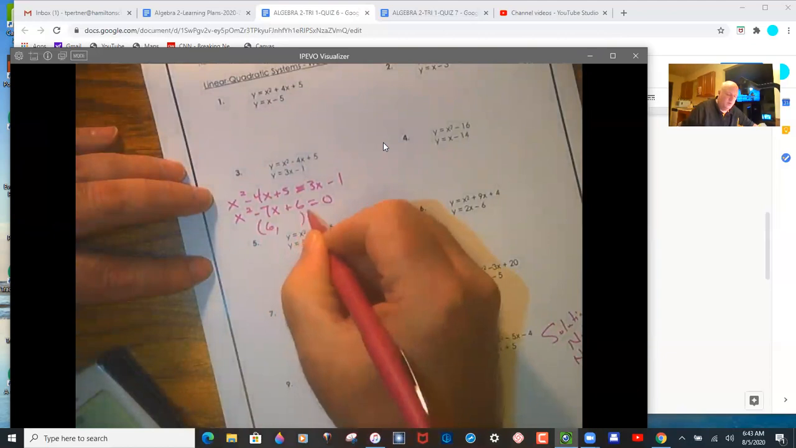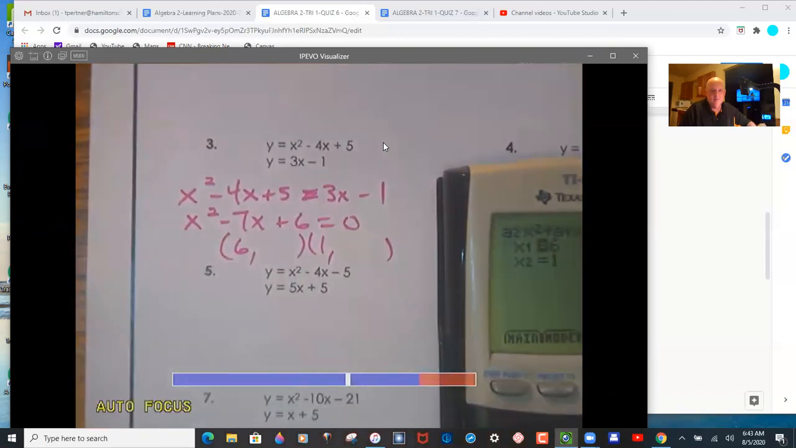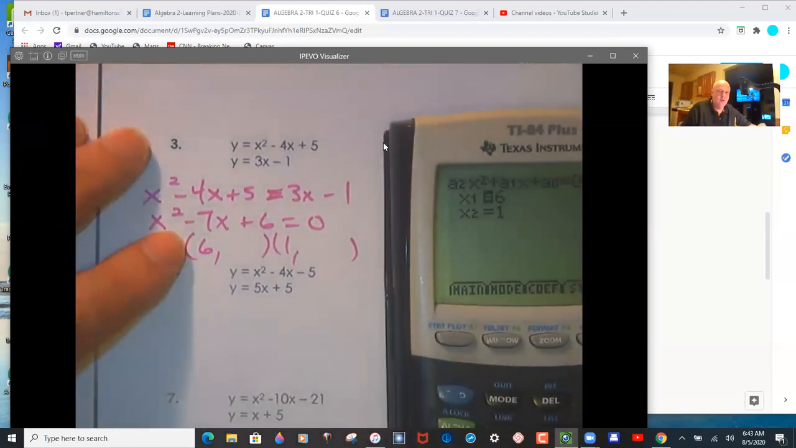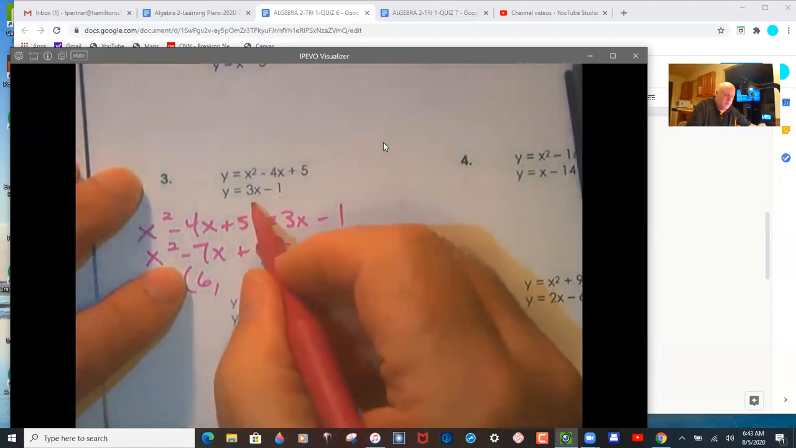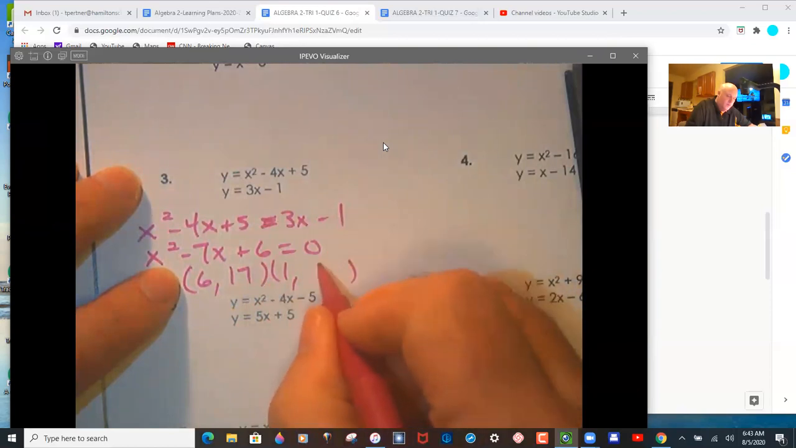Make sure you understand. We are solving a system, so there are coordinates for solutions. So 6 goes in, use the linear function, 18 minus 1, 17, and then 3 goes in, 3 minus 1 is 2.